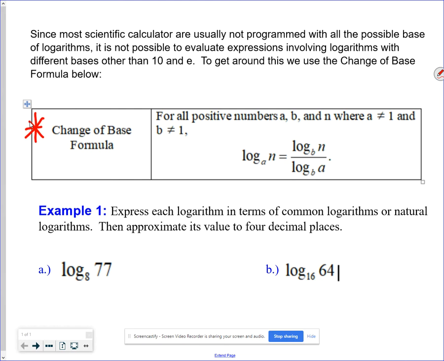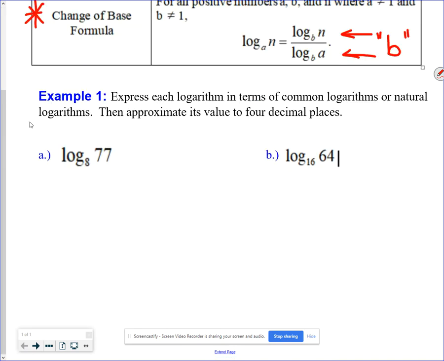So here's what it says. It says for all positive numbers a, b, and n, where a is not equal to 1 and b is not equal to 1, if you got log base a of n, you can rewrite that as log base b of n over log base b of a. Notice these two logarithms both have the same base. So you have to make sure you use the same base, which we're going to either use base 10 or base e.